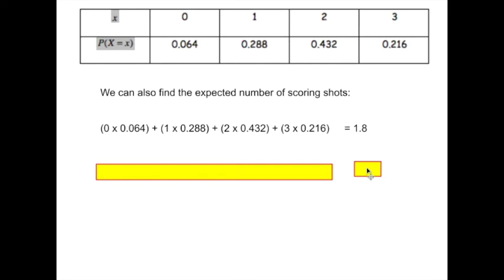And that seems, if you think about it, that seems realistic based on this data. I can see that the most likely outcome, the one with the highest probability, is scoring 2 hoops. And I'd expect the value, the mean, to be pulled a little bit in this direction because I've got more data down here that's going to be pulling it down. So for it to have a value of 1.8, that seems reasonable given the distribution that I see in front of me.